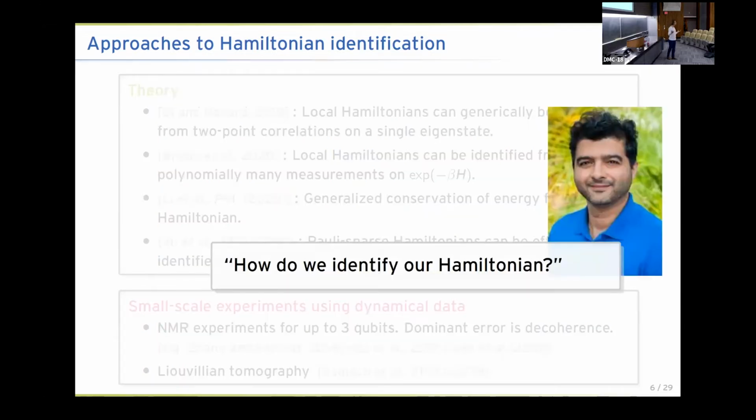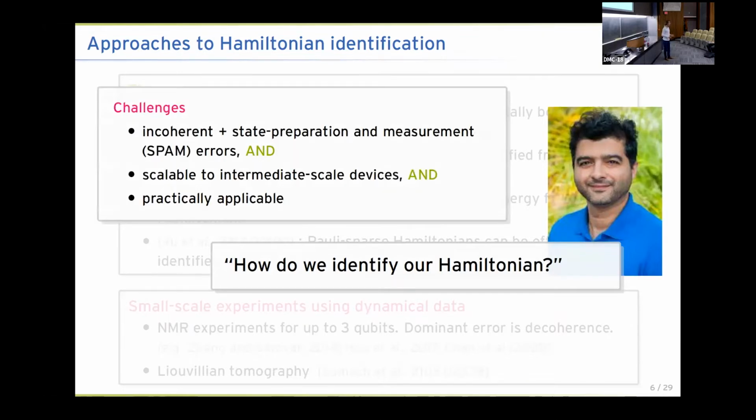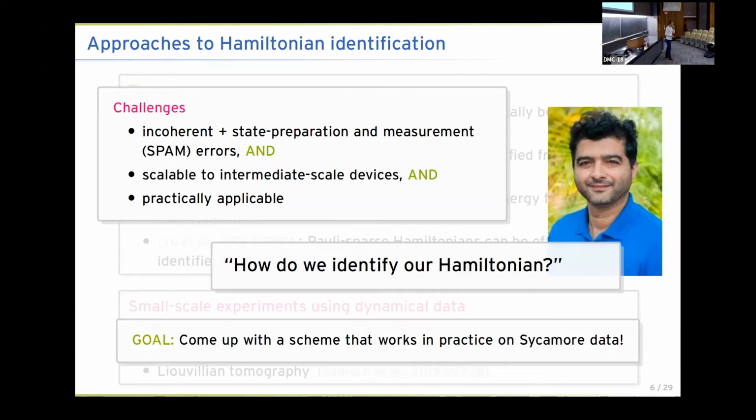Right. Okay, so basically our project started with Pedram coming up to us and saying, we have all these works, but how do we actually do this in the lab? How do we identify our Hamiltonian? And the challenges that they're facing, or that we've been facing, is that there's a lot of errors actually in the system. So we have incoherent errors, but also state preparation and measurement errors, which really screw up your dynamics, as we found out. Then we should be able to scale it up to intermediate sized devices, say tens of qubits or so. And it should be something where I can't only prove that I can scale it up, I should be actually able to do it. Right, so our goal for this project is we just want to come up with a scheme that works on these kinds of data that we can take on these signal processes.